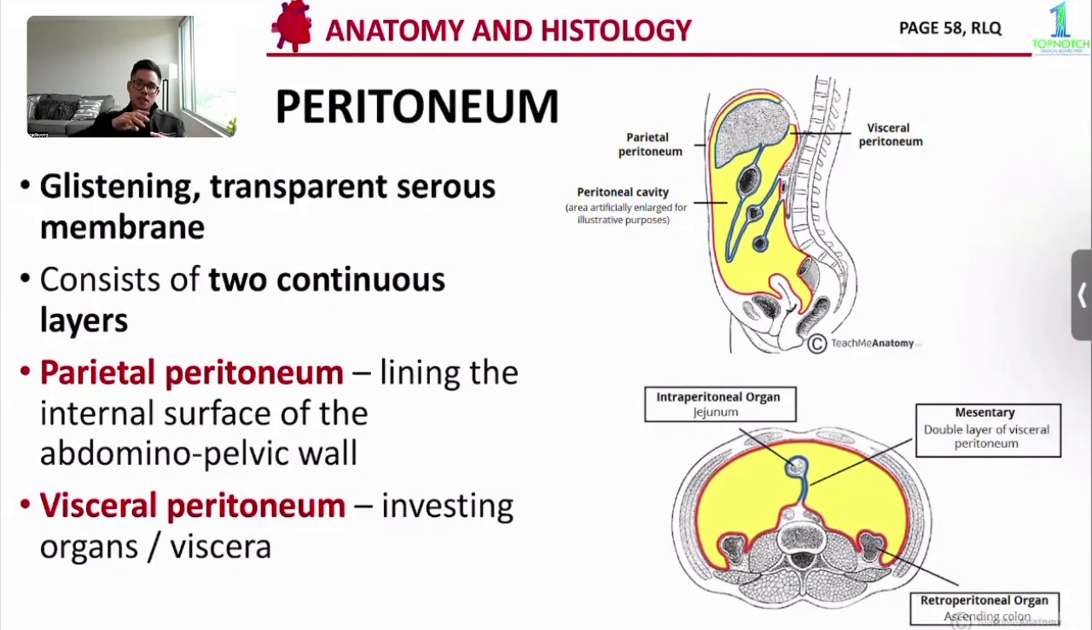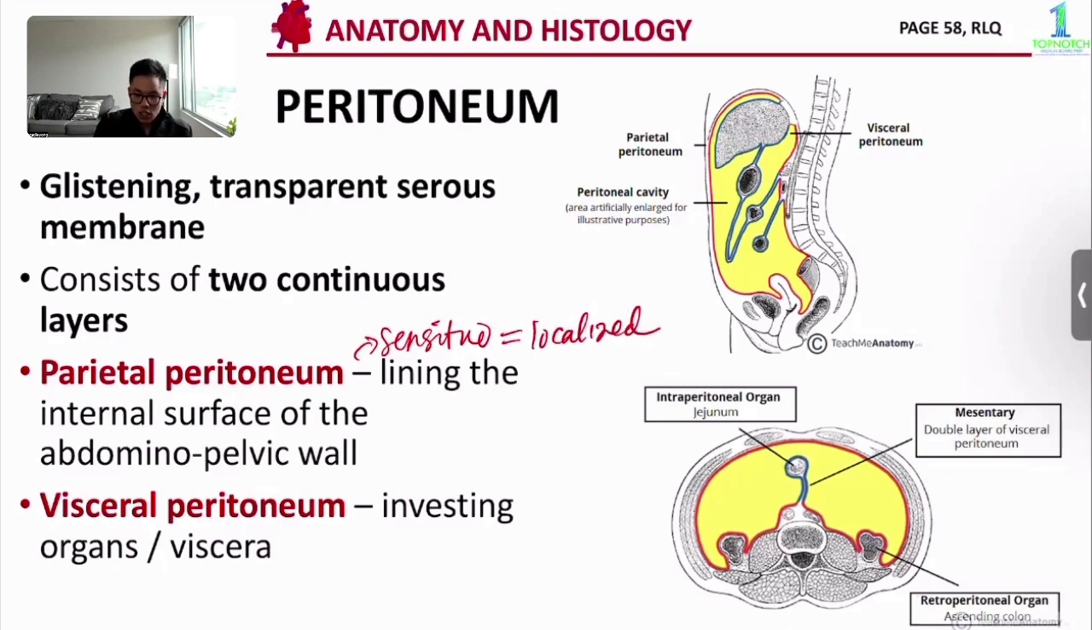The peritoneum is basically a glistening transparent serous membrane with 2 continuous layers, and those 2 layers are your parietal and your visceral. I guess the more important thing here is to know that the parietal layer is very sensitive to heat, to cold, to pain, to pressure, basically what you feel on your skin. And therefore, if a patient comes in with peritonitis mainly involving the parietal peritoneum, then their pain will be somewhat localized.